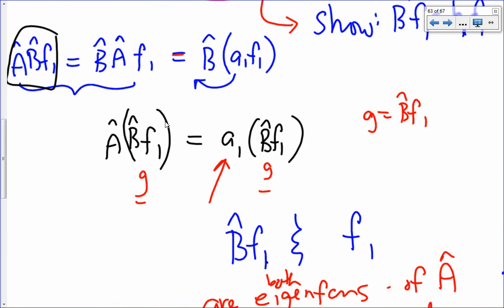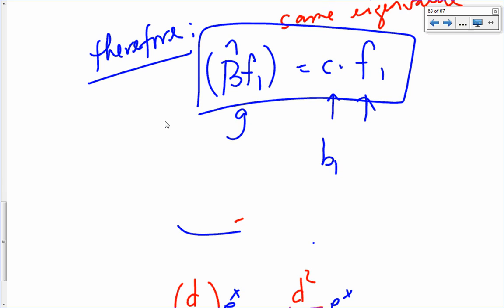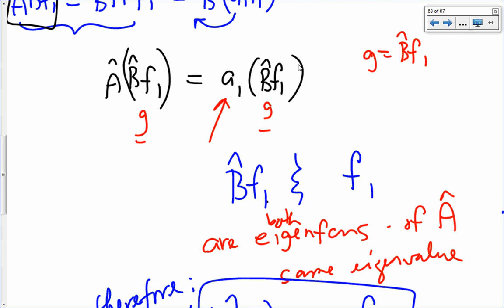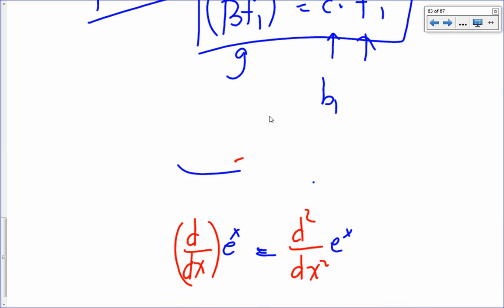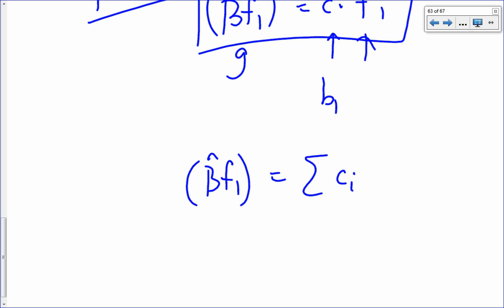Now, what if this eigenvalue A1 is degenerate? If there's more than one possible linearly independent eigenfunction of A with this eigenvalue, then you're going to have to write B1 F1 as a linear combination of the eigenfunctions of A.